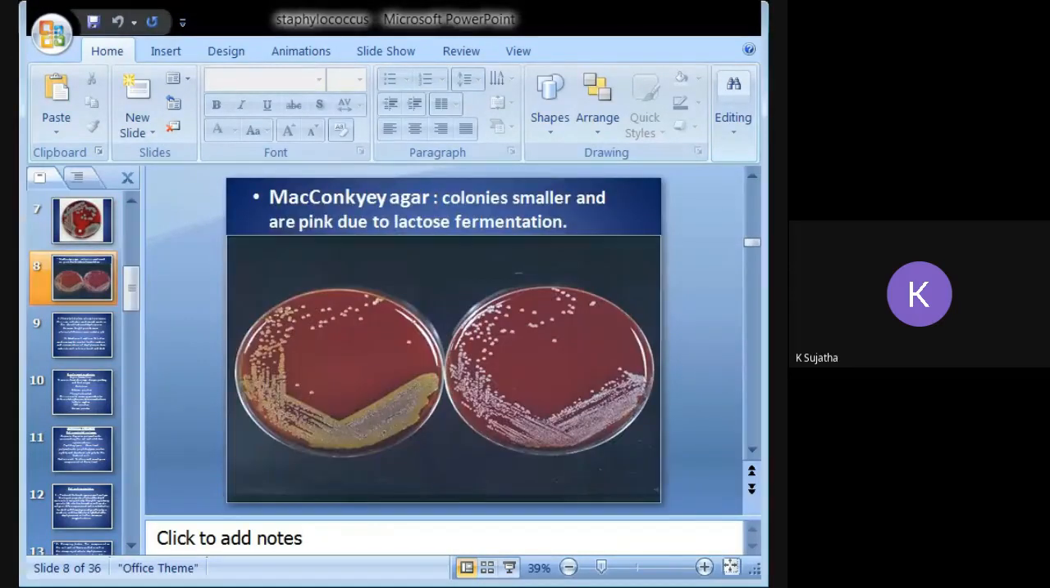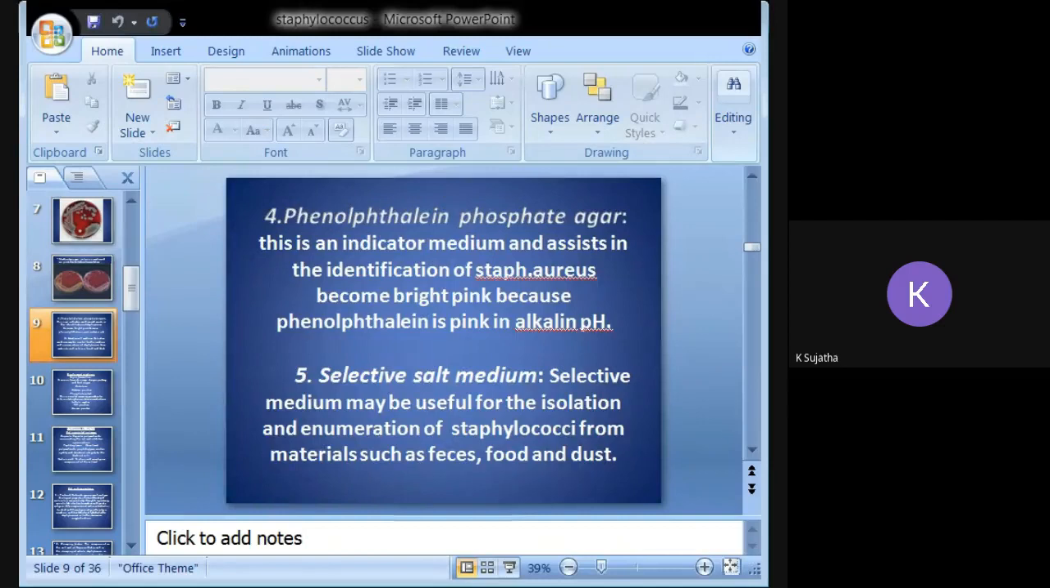This is the blood agar. The next, MacConkey agar: smaller colonies and pink colonies are formed because this bacteria is a lactose fermenting bacteria. Okay. Next, phenolphthalein phosphate agar, a selective salt medium. This selective salt medium is used for isolation and enumeration of staphylococcus from pus, food and dust.